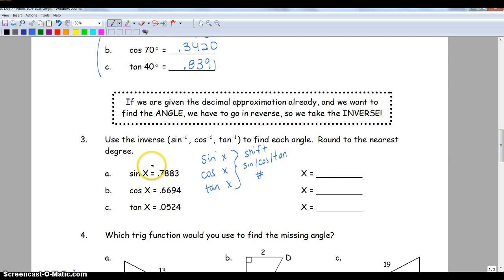So let's do that. You do shift sine, 0.7883 equals. You round to the nearest degree. So if you round to the nearest degree, you get like 51.5, so that's 52 degrees. So no crazy decimals with this one. Second, you'll do shift cos 0.6694 equals. You get 47.9, which is 48 degrees. And then you do shift tan 0.0524 equals. You get 2.99, which is 3 degrees. So that's how you'll do those.